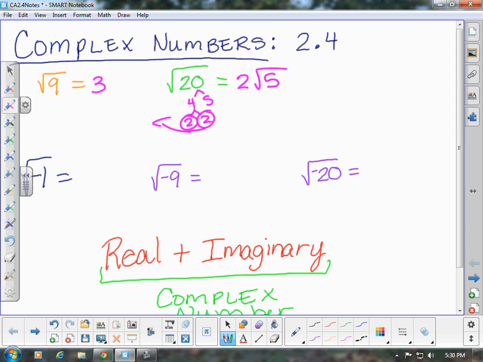So then, getting into square root of a negative 1, that is i. It stands for an imaginary number.